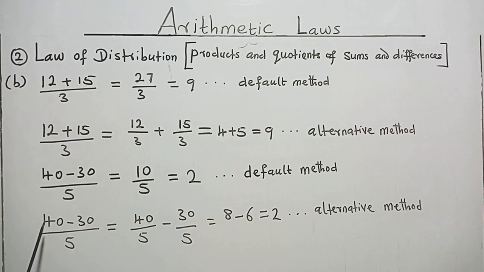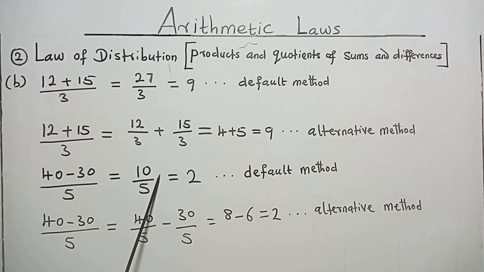When 5 divides this 40, see it here. When 5 divides this 30, that means that 40 minus 30 over 5 is the same thing as saying 40 over 5 minus 30 over 5. When 5 divides 40, the result is 8. When 5 divides 30, the result is 6. So 40 minus 30 all over 5 is the same thing as 8 minus 6. Again, the result has become 2.